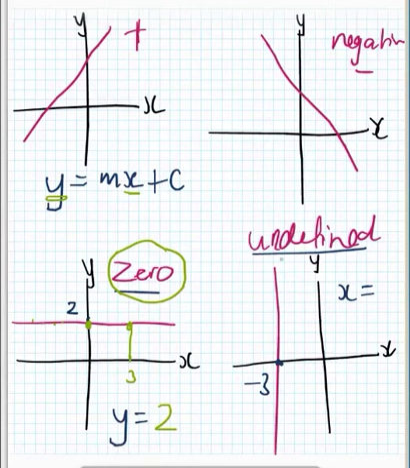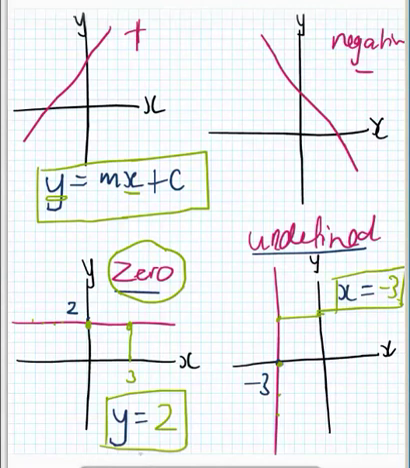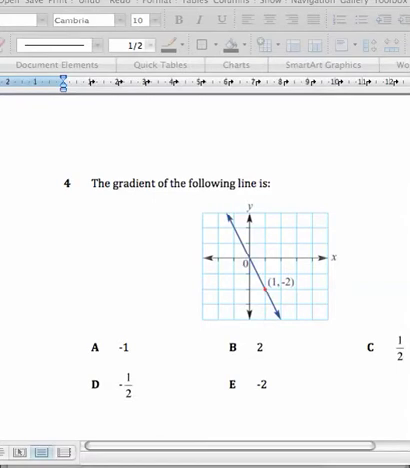Now, for the undefined, we can see that this vertical line cuts through the x-axis. y can be anything. For example, here, y can be positive 5, but x can only be negative 3. So every point on this line, x can only be negative 3. So the equation for this one is x equals negative 3. So just remember, when you have a vertical line or a horizontal line, their equations look different to the form y equals mx plus c, because you only see a y or you only see an x, depending on which line it is.